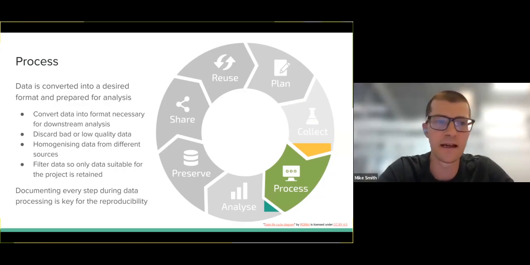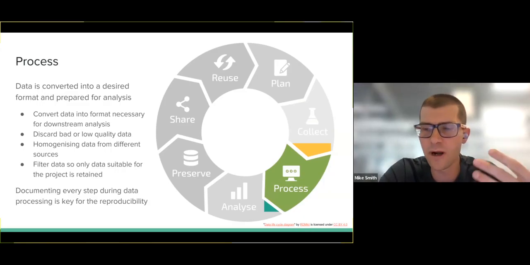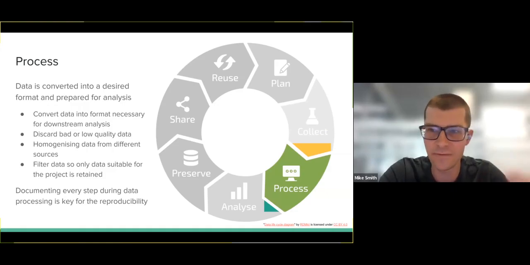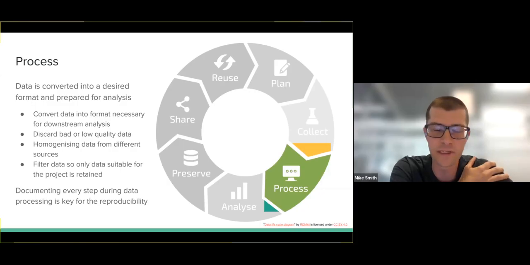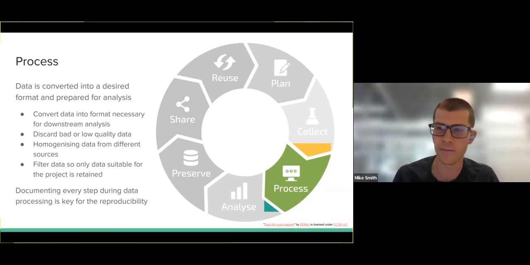Then processing the data is the next step. This is where you convert whatever it is that you collected into whatever format you need to do the scientific analysis on it later. Sometimes this is very standard. Sometimes it will be a big laborious process. This would be where you do, for instance, quality control, and you discard things that are not suitable or failed the experiment, that kind of thing.